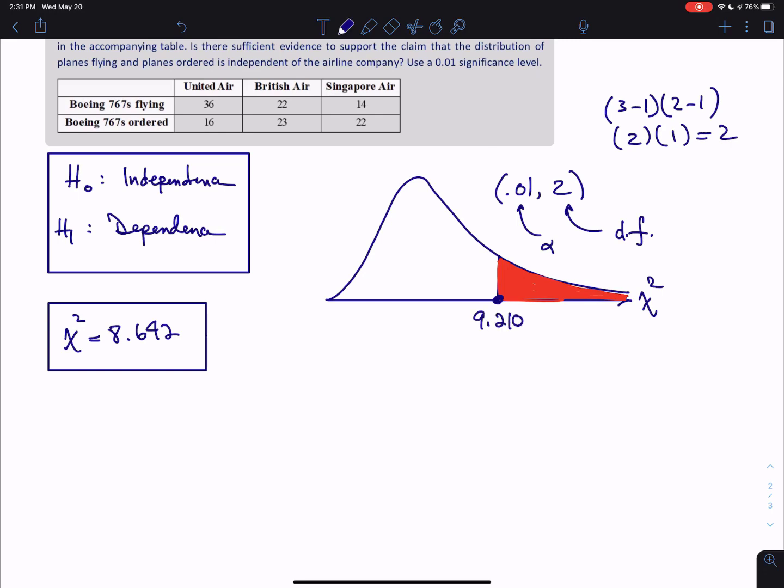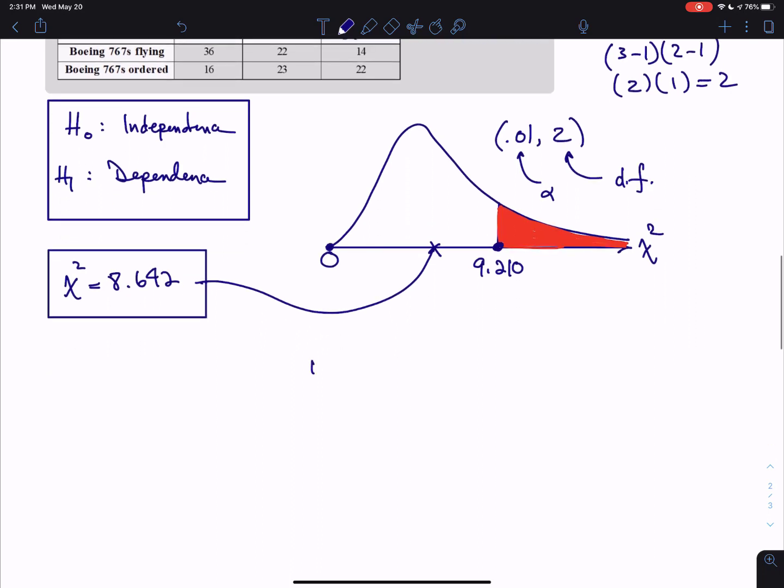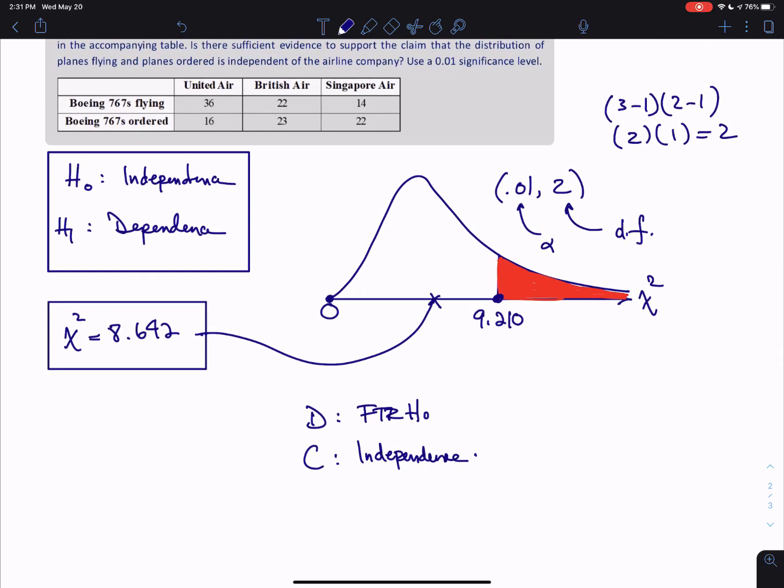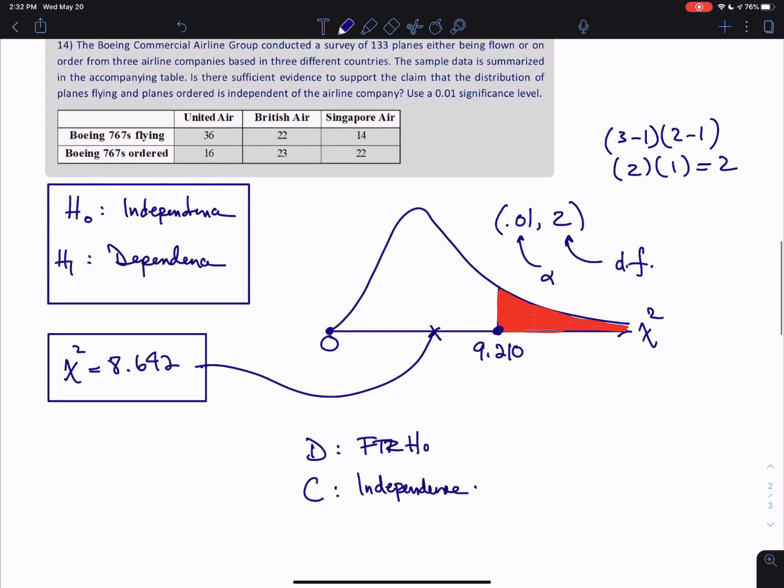And that's 0 here. So you clearly see that my test statistics falls outside the rejection region. So my decision here will be fail to reject the null hypothesis, which concludes independence. Which means flying and ordered are independent of which company you ordered it from. At least that's what statistics tells us.